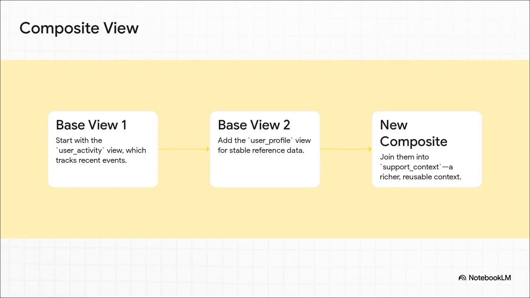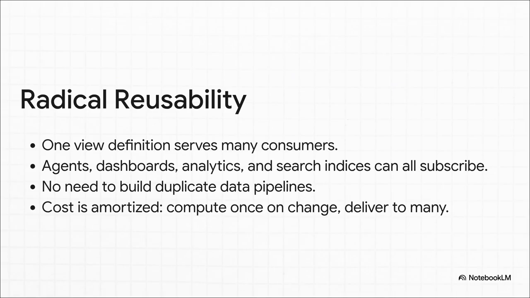We literally just take our user activity view and our user profile view, and we snap them together like Lego bricks. We declare a brand new view, let's call it support context, and its recipe is simple. Use the user activity recipe and the user profile recipe. Just like that, with zero new data engineering, we've created a much richer, more valuable piece of context from the parts we already had. And this right here, this is the massive payoff. This is what we mean by radical reusability.